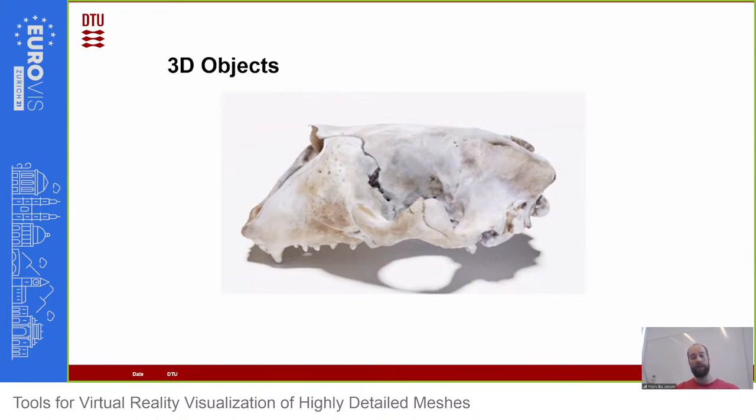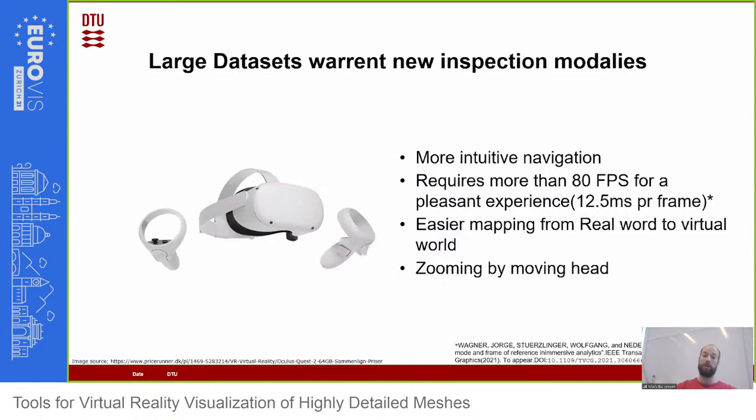So we need to do some kind of mapping from our 3 degrees of freedom of the mouse onto the 6 degrees of freedom in the virtual world. And this can be quite unintuitive and cumbersome, especially as the data sets get large. As we saw with the painting, we really do have large data sets now. So we would like to look for new modalities for inspecting these large 3D data sets. One of these modalities could be virtual reality.